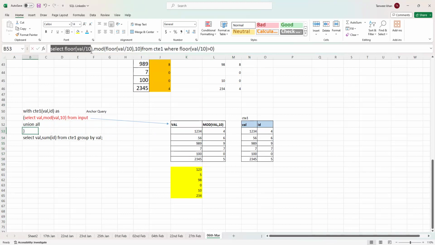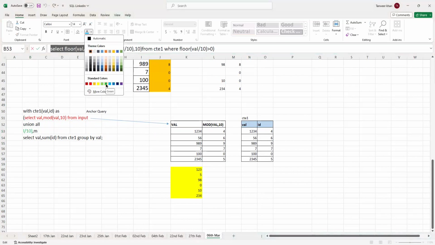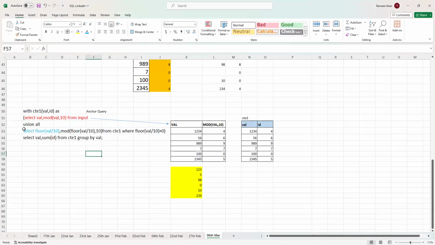So is this part clear, why I'm using this? If it is not clear, you have full freedom to tell me, no Tanvir, this is not clear. Is this part clear? Select floor val, comma 10. Why have I written floor val, comma 10? Is this clear to everyone? So when you use floor val comma 10, you will get this part, correct?